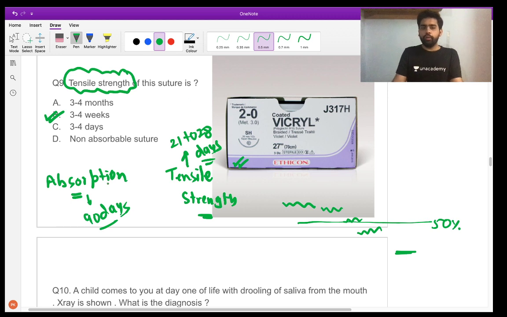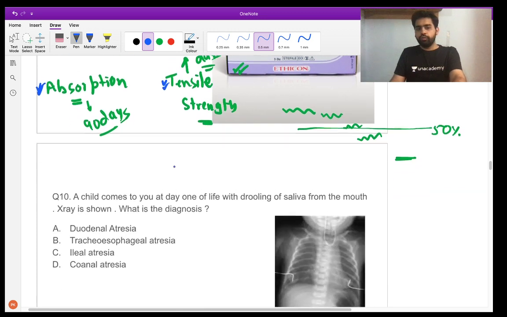I hope you understood the basic difference between absorption time and tensile strength, and this holds true for any absorbable suture. Okay, I hope you understood this. Right, let's move on to the next question.